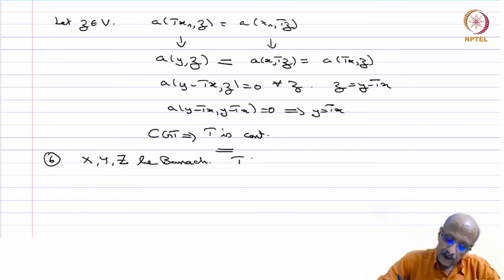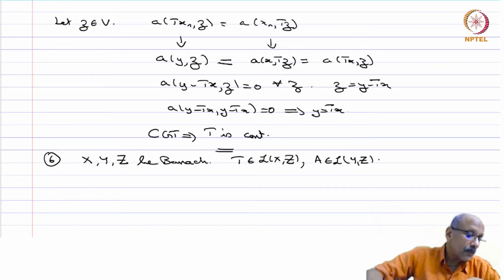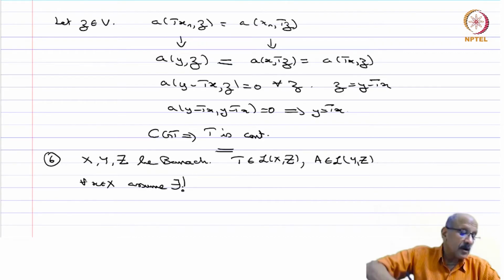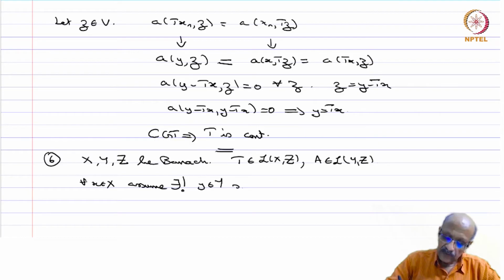And T a continuous linear operator from X to Z, and A a continuous linear operator from Y to Z. For every x in X, assume there exists a unique y in Y such that Ay equals Tx.